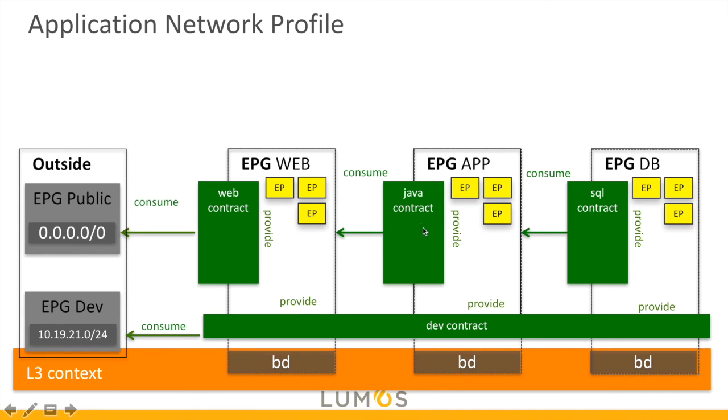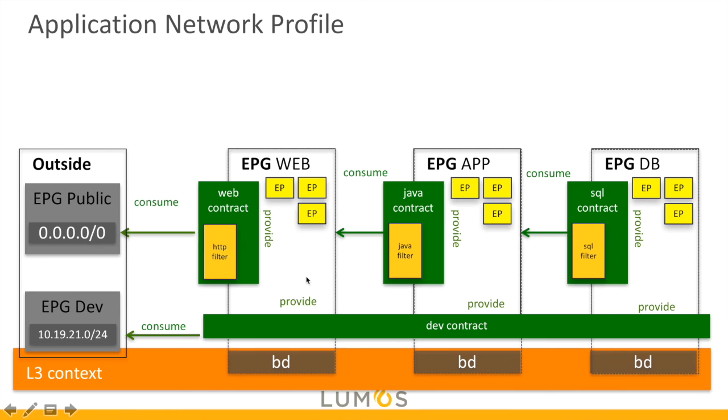We've got a Java contract being provided to the web tier so that, for example, the outside world can communicate with the web EPG, but it cannot with the application EPG because we don't have a contract providing that consumption. So the Java contract is provided and can be consumed by the web, so maybe that's port 8080. And the SQL contract is being provided on the DB EPG and is being consumed by the app EPG. We've also got a contract here, the dev contract. So this is being provided by all 3 tiers, and it's being consumed by the dev EPG. So these are our developers, perhaps.